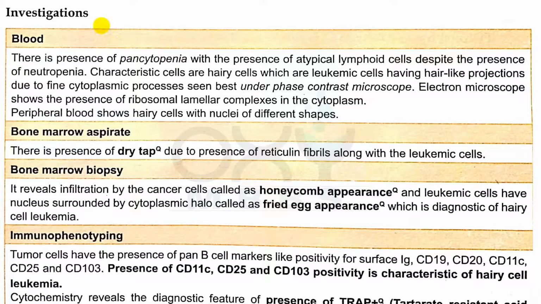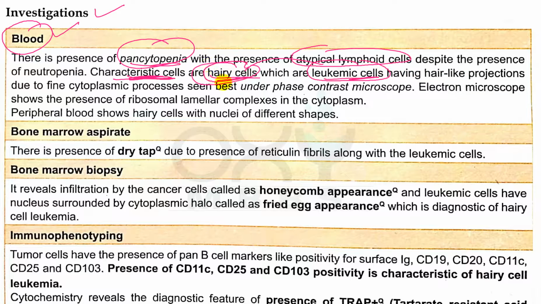Now friends, if we talk about the investigation, first there is blood, so there is pancytopenia. In the blood picture there is pancytopenia, and there is presence of atypical lymphoid cells, presence of leukemic cells which are hairy cells, and this is the characteristic feature of hairy cell leukemia. These characteristic cells are hairy cells, which are leukemic cells.